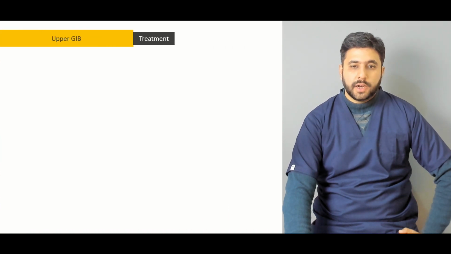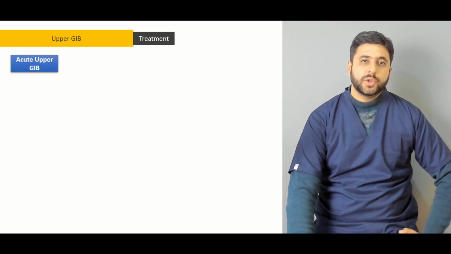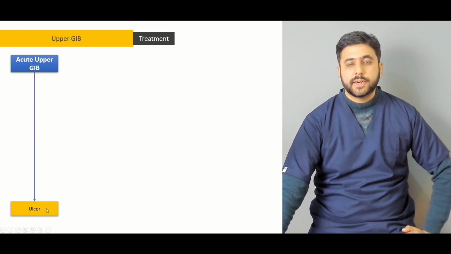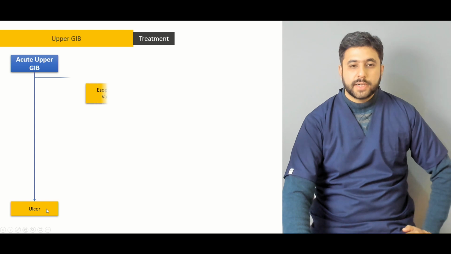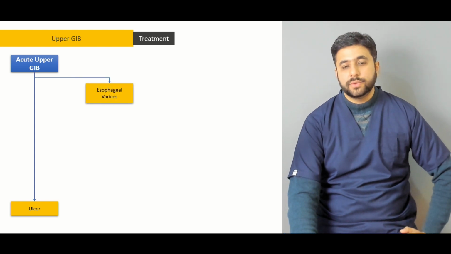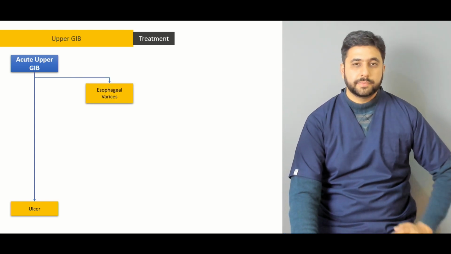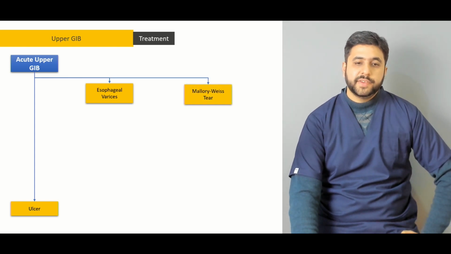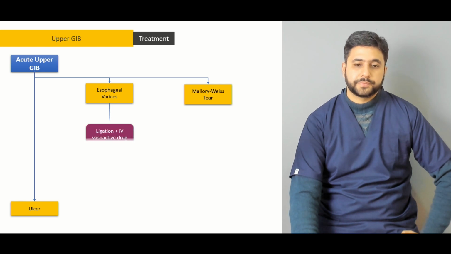All right, now let's look specifically at what we have to do in the context of the upper GI bleed. In an acute upper GI bleed, the number one cause is the ulcer. We are going to talk about it in detail in the next slide. Let's look at the other causes. As I told you, esophageal varices are the second or third most common cause, and Mallory-Weiss tears are the other common cause. These are the major three causes of upper GI bleeding.